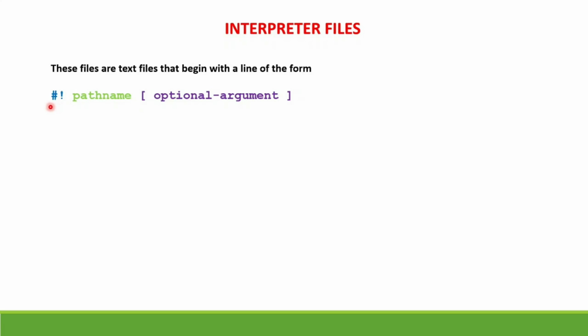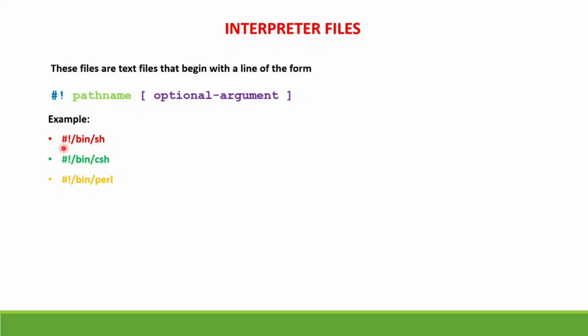This represents that the entire file consists of commands which need to be fed to an interpreter that is specified in the path. Okay, so the shell script itself is not an interpreter, it's an interpreter file, and the interpreter is mentioned in the path followed by the shebang. Okay, so we will take some examples.